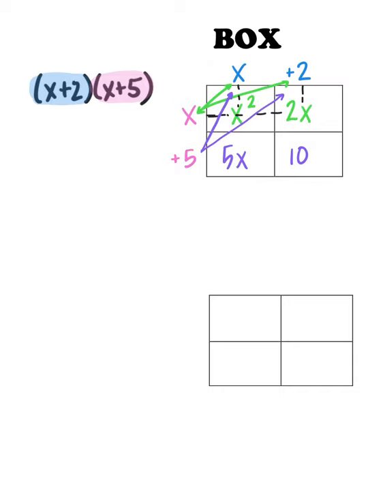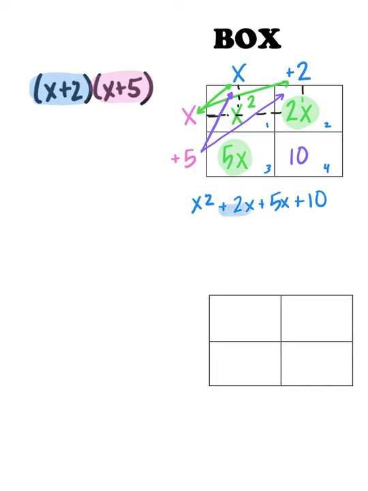Now I'm looking within my boxes. Do I have any terms in my boxes that I can combine? And I do. I have a 5x and a 2x. So when I go to write my final answer, well, I could write out all my answers. So I could have x squared plus 2x plus 5x plus 10. That would be writing out each one. So 1, 2, 3, 4, wrote them all out.